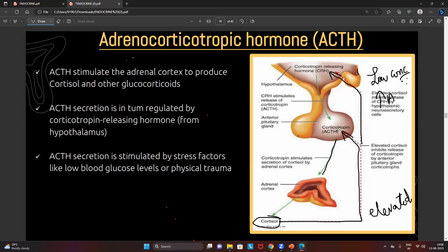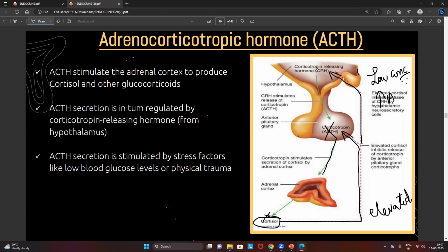So if the first signal moves to the anterior pituitary gland, it never releases the ACTH. Without ACTH, there is no cortisol. So cortisol production is stopped. So the major controlling area is what? Hypothalamus. The hypothalamus receives a signal that the cortisol has already shown its function and the levels are getting elevated.